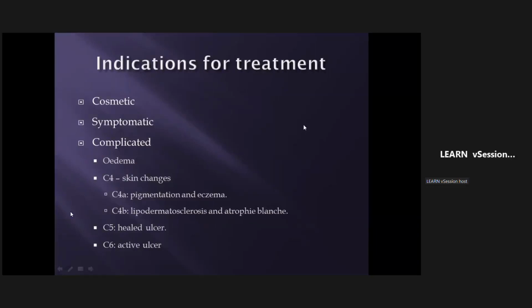And symptomatic, of course, you intervene. So pain while standing for a long time and presence of varicose vein, you intervene. Complicated, C3 downwards: edema, skin change, healed and active ulcer, you treat. So these are the only indications for treatment. That's what I told. Find out whether these are there. All the other patients you don't treat. Otherwise, you will end up doing thousands of surgeries.